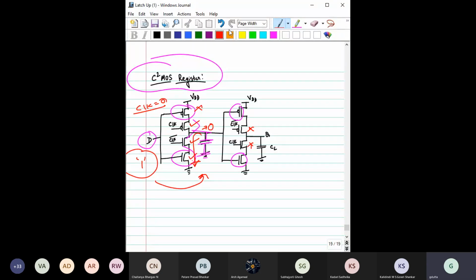Okay. Now see the other case, when this clock becomes equal to 1. So when the clock becomes equal to 1, then what will happen to this? This clock, this is the clock, not this one. Okay, so the clock is now 1. So this transistor is now off. What about this transistor? This is clock bar. So this is now off. So this capacitor is now isolated.